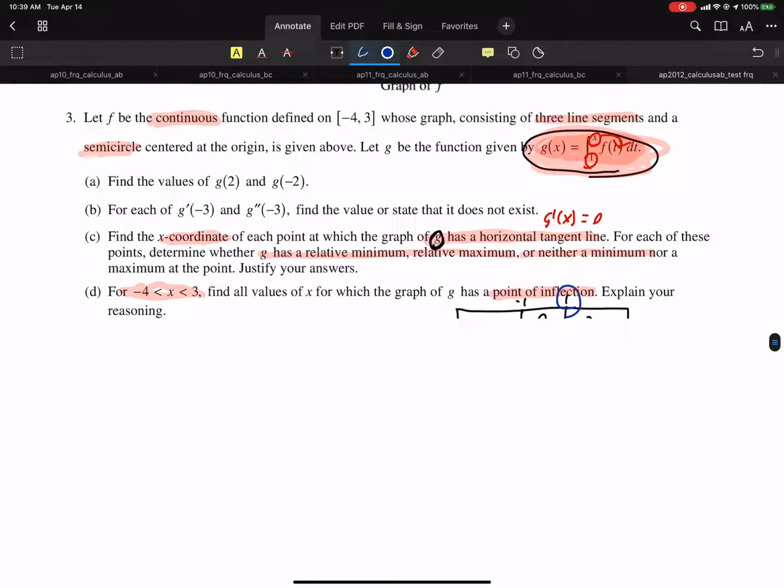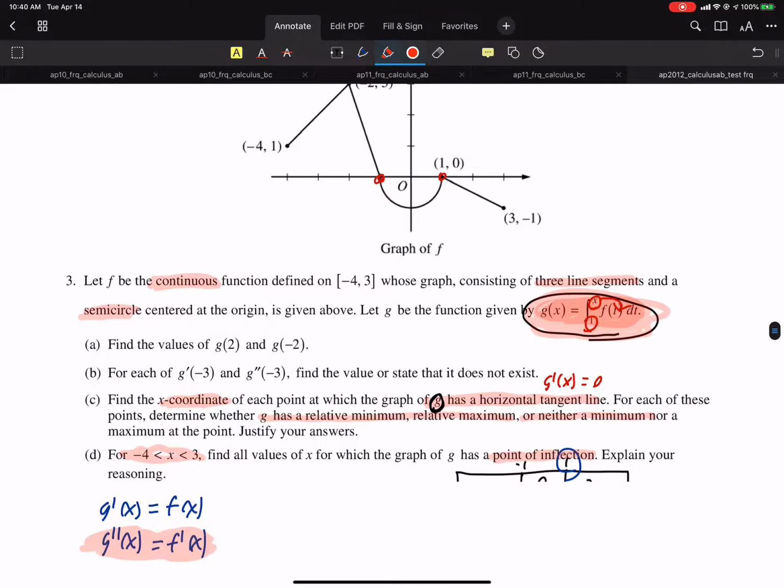Now, I just want to remind you of some stuff here. We already figured this out earlier. G prime of x is f of x, and then G double prime of x is f prime of x. So a point of inflection occurs when the second derivative changes signs. So we want to know the sign of G double prime of x, which is f prime of x.